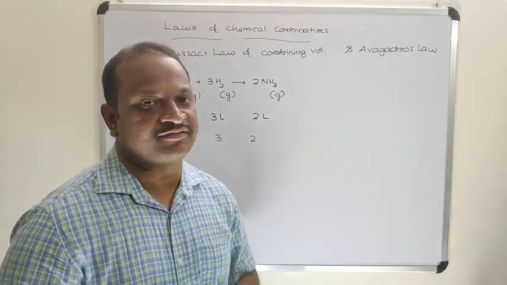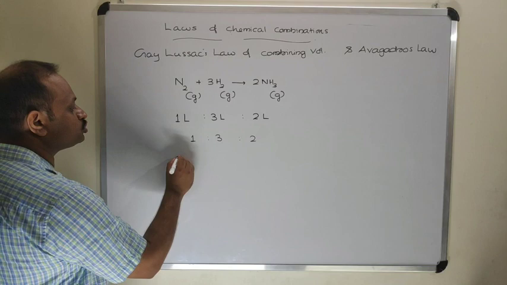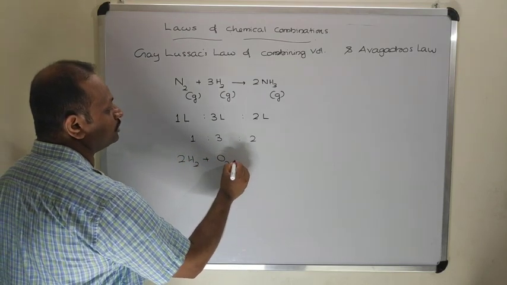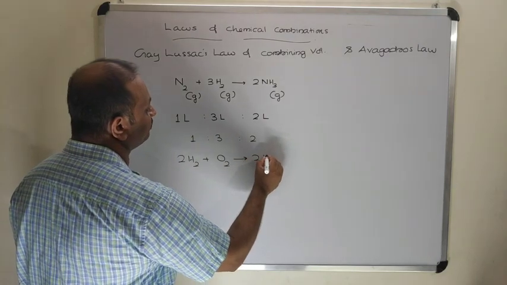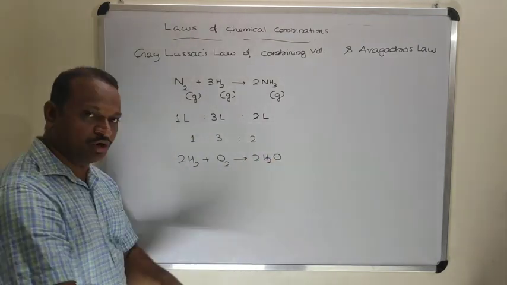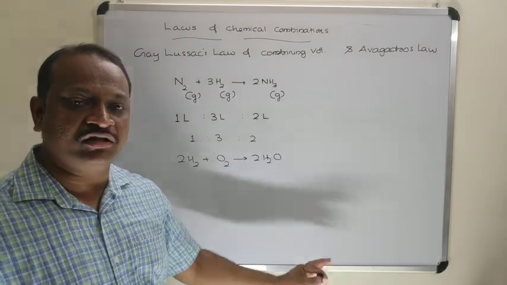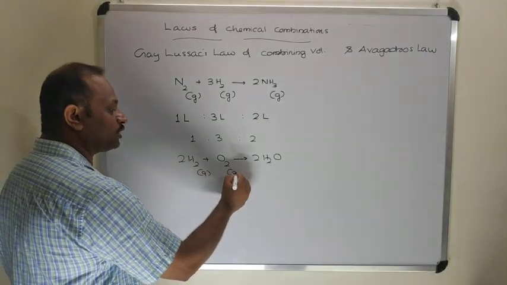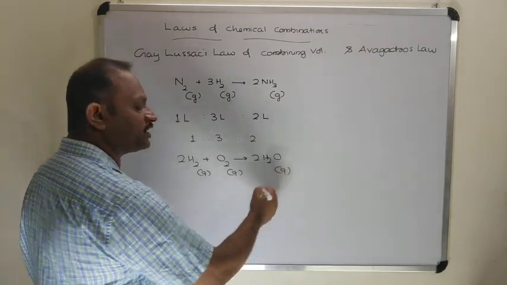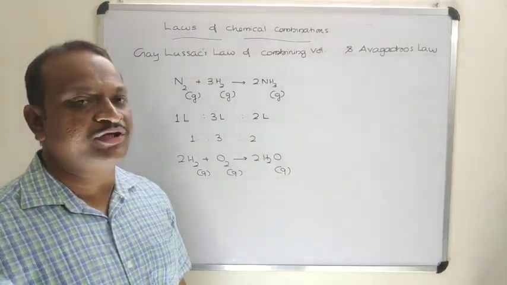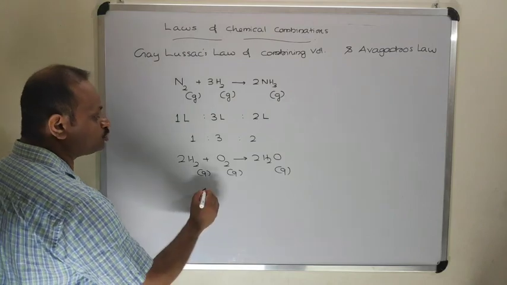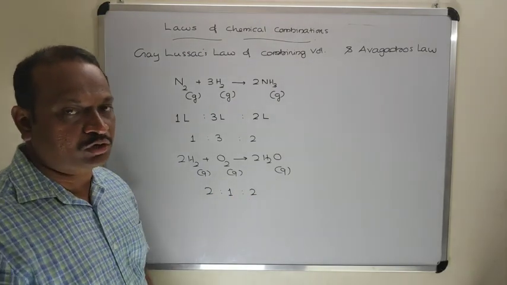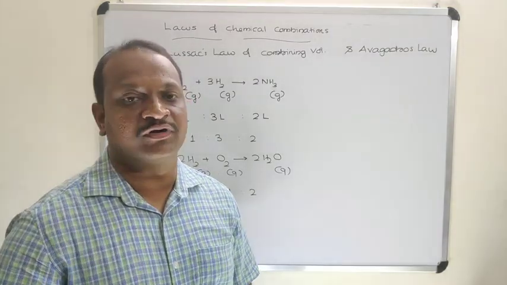Let me consider another example. 2H2 plus O2 gives 2H2O. Let's imagine all these reactants and products are in the gaseous state. Then I can write here, this one is gas, the second one is also gas, and the last one is also gas. So what is the simple whole number ratio here? The volume ratio is 2 is to 1 is to 2. This is what is called Gay-Lussac's law of gaseous volumes.